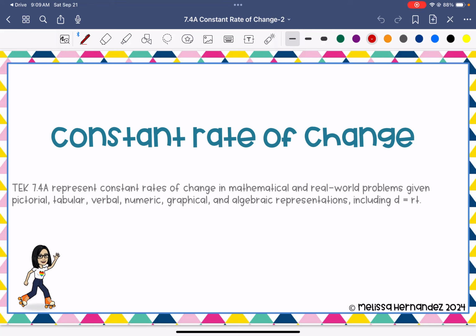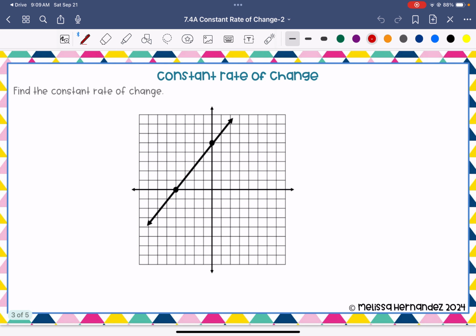Hey, welcome guys. In this video we're going to focus on the constant rate of change, and it comes directly from TEKS 7.4a. So for our first example, we're going to find the constant rate of change from a graph.